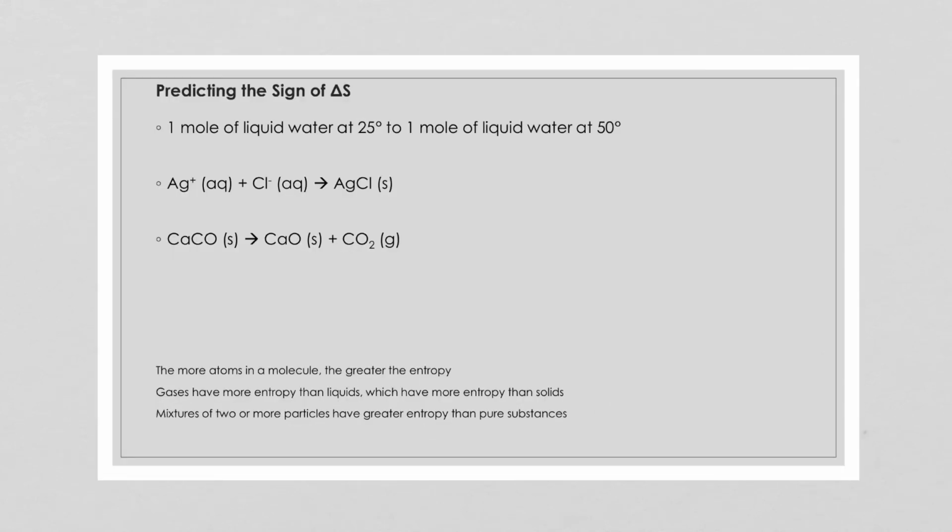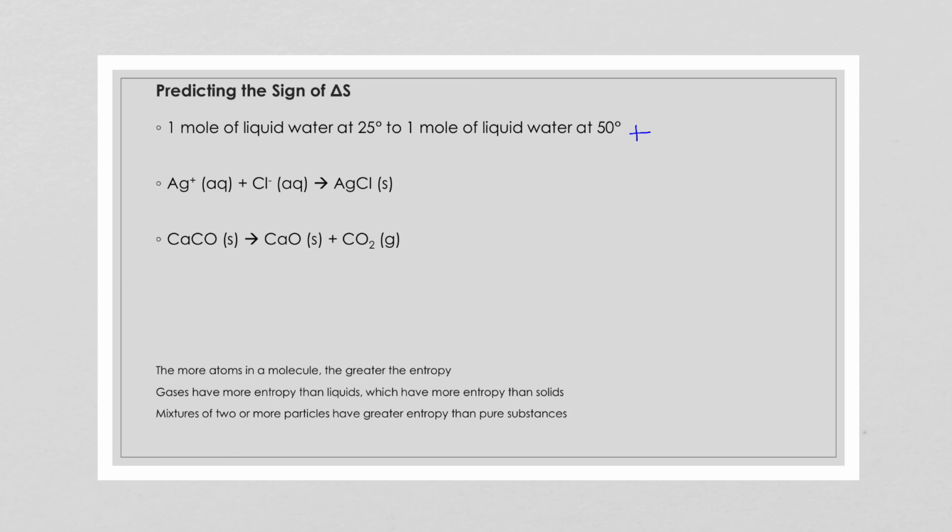We can also predict the sign of delta S without worrying about the actual value. For example, if we have a mole of liquid water at 25 degrees, and we take that same mole of liquid water and increase the temperature to 50 degrees, then we would have to predict our sign there. We are going to see that the sign of delta S for that is positive, because our atoms are going to be able to move around a lot more.